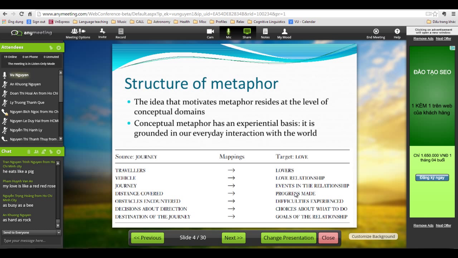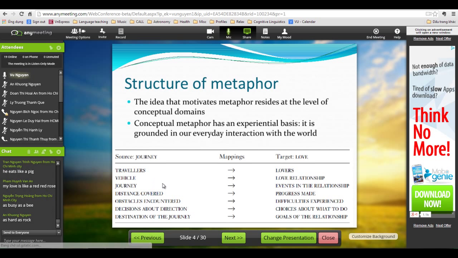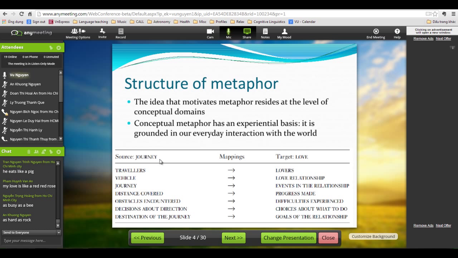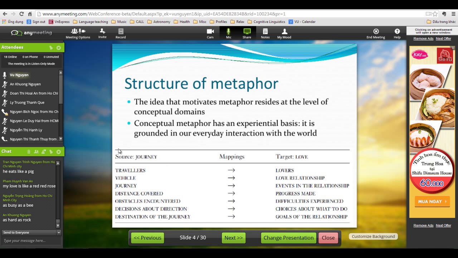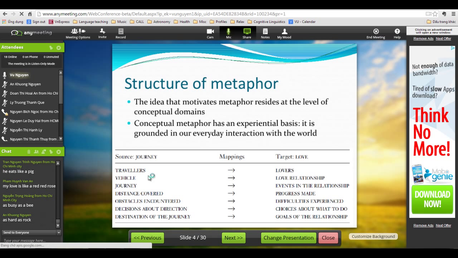Now, when we say love is a journey, we are trying to map the structures, okay, of a journey that we experience in our everyday interaction with the world towards, okay, the conceptual structure of love. So if you look at the table on the slide, you will see that the journey domain, we call this the source domain, because it is the domain or the structure that we have from our interaction with the real world.